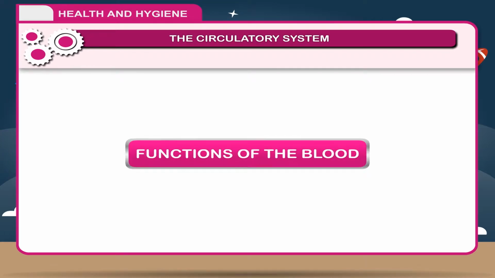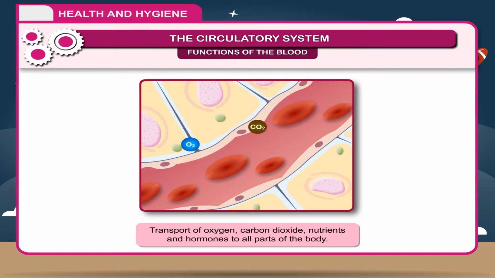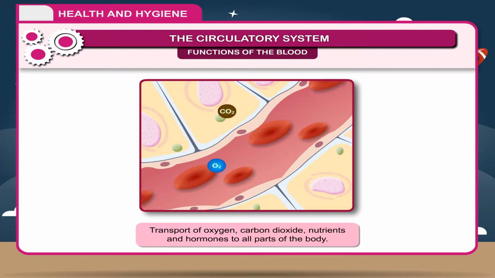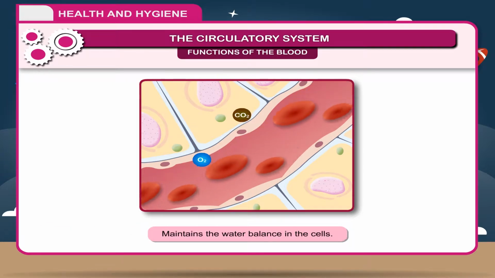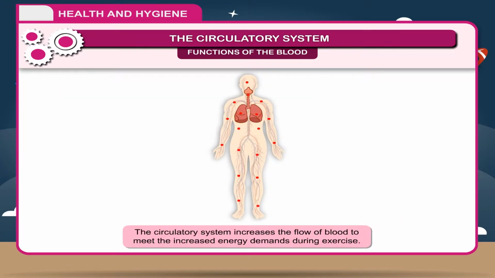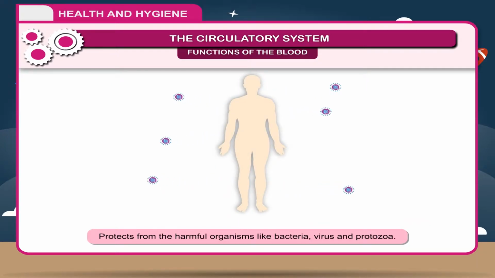Functions of the blood. The main functions of blood are: 1. Transport of oxygen, carbon dioxide, nutrients and hormones to all parts of the body. 2. Maintains the water balance in the cells. 3. The circulatory system increases the flow of blood to meet the increased energy demands during exercise. 4. Regulates the body temperature. 5. Protects from harmful organisms like bacteria, virus and protozoa.